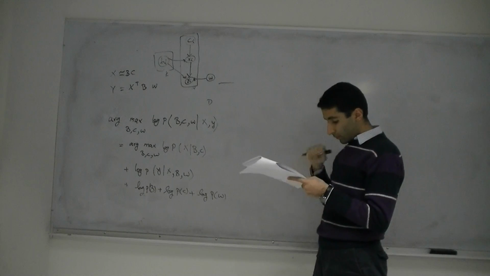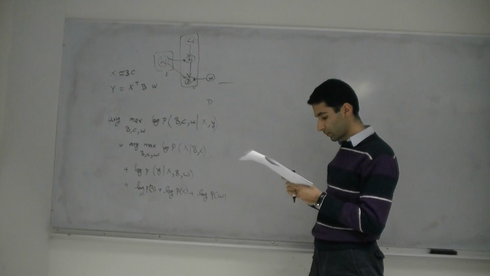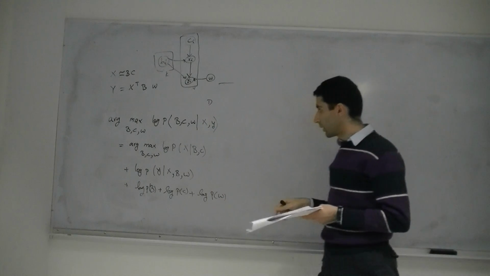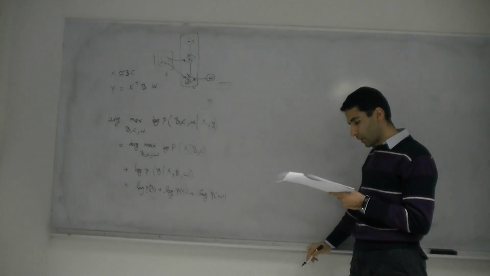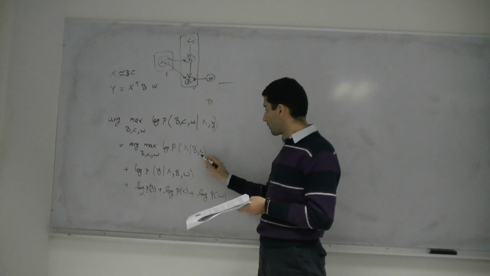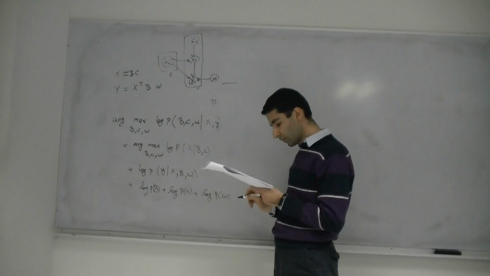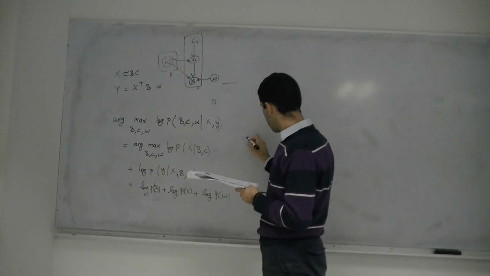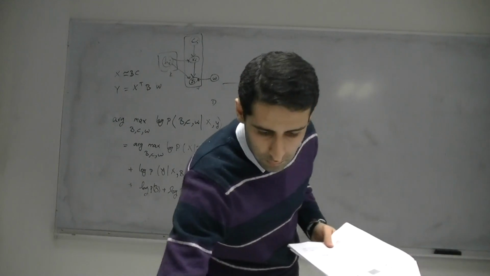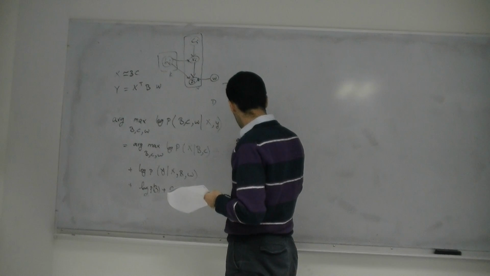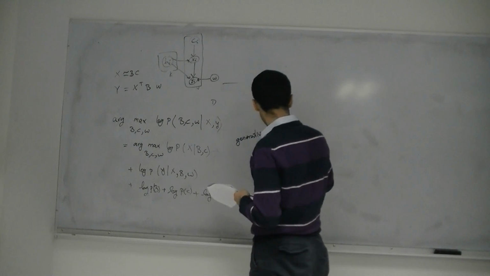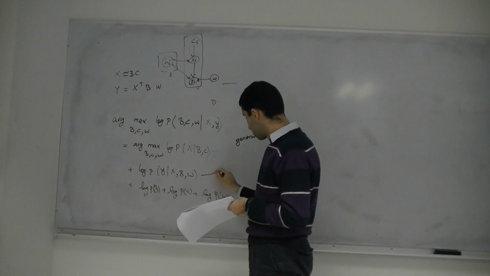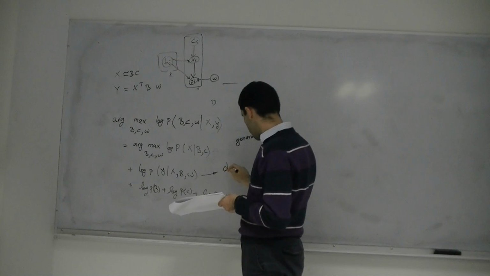And this term is equal to, for example, the KL between X and BC, and they call this form the generative term, and this term is the discriminative term.